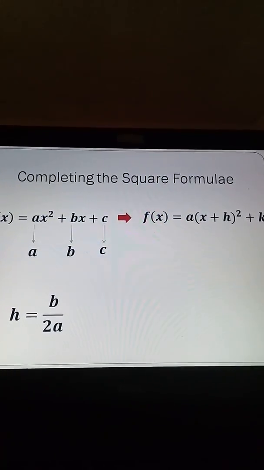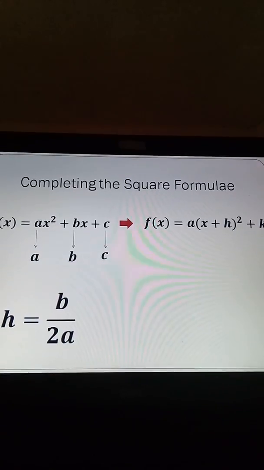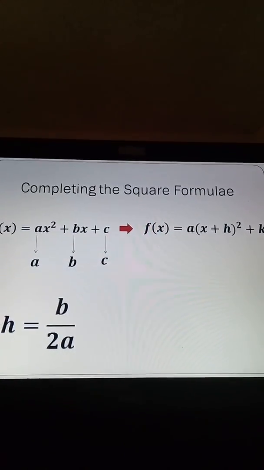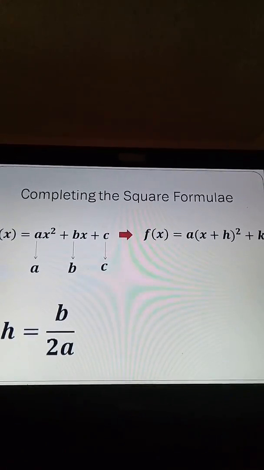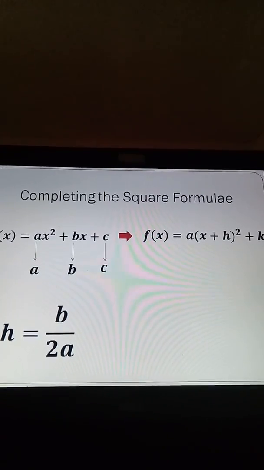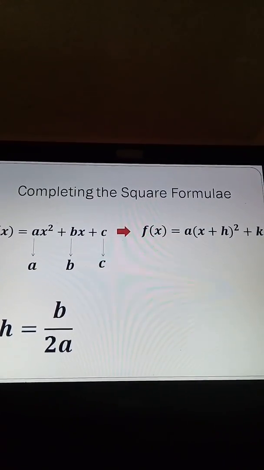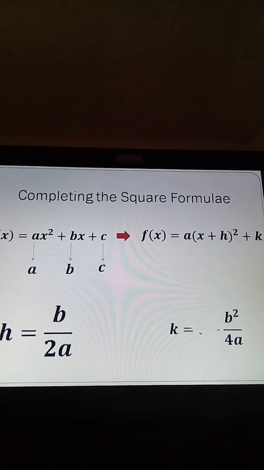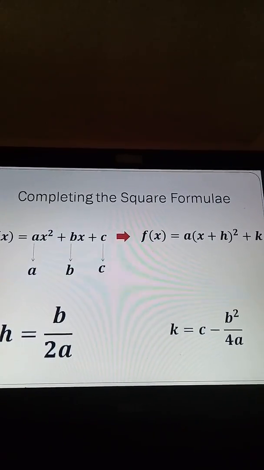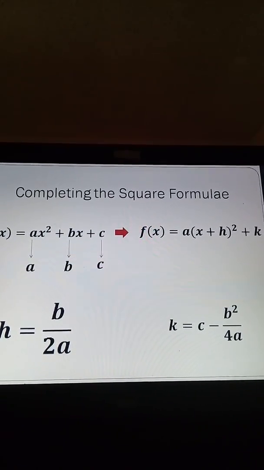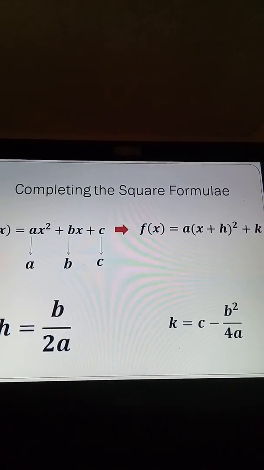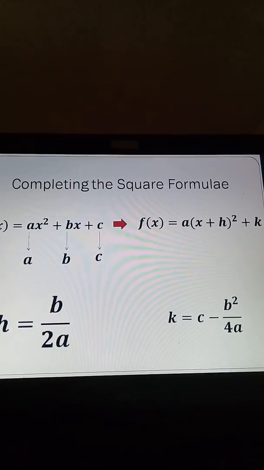So these are the formulas that you need to know. How do we find h? h is simply taking the a and the b and substituting it in this formula. How do we find k? Simply take the a, b, and c from the first form, substitute it in this formula to find k.